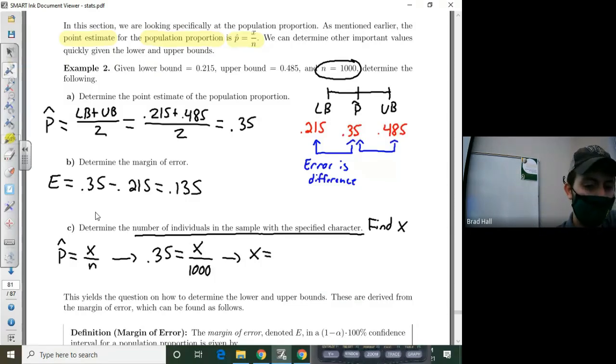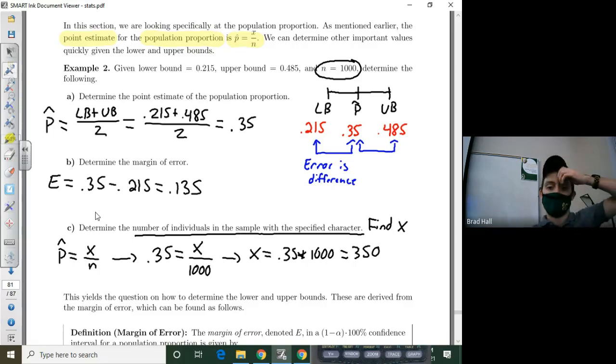So really, it's just 0.35 times 1,000, which is 350. 1, 2, 3. Okay. 350, that's it. So out of 1,000 people, 350 of them have whatever this characteristic is. So we kind of worked backwards here.